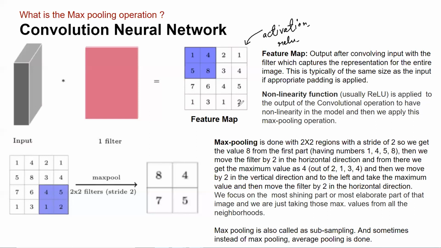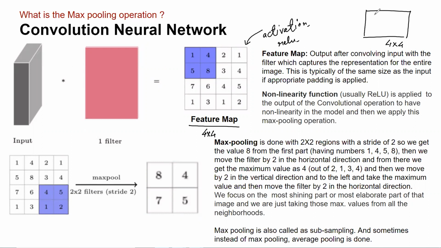Can you repeat? After doing this convolution operation, I'm getting this feature map, and this feature map has dimension 4 cross 4. Now I will be applying an activation function on top of this. After applying the activation function, again I will have a matrix of 4 cross 4. The dimension of this matrix is not going to change. It's just that individual values might change because I'm applying an activation function.